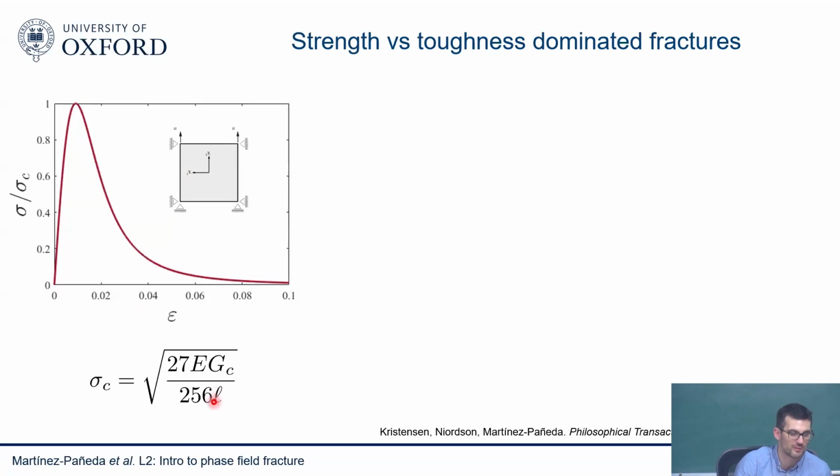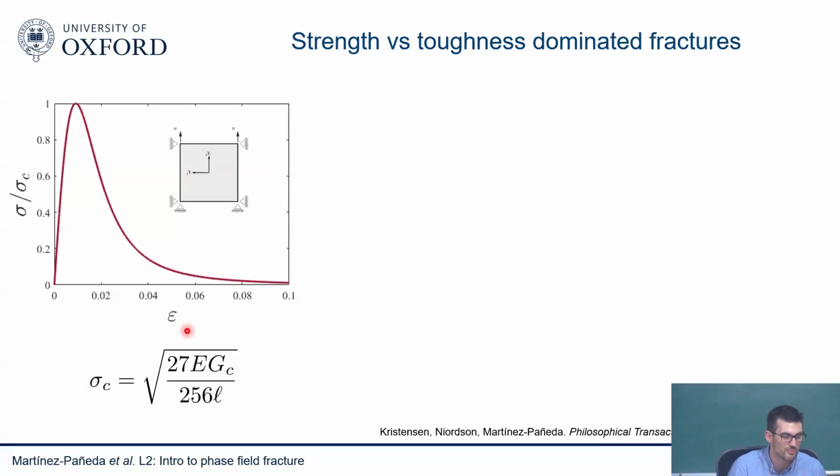So the length scale must be a material property. It's an indication of the size of the fracture process zone. Which means that some materials will have a very small length scale, which means they will have a very fine mesh. So that's of course the challenge. But you can see that the length scale governs the strength of your material. So in a way, phase field introduces the concept of a strength through the length scale.